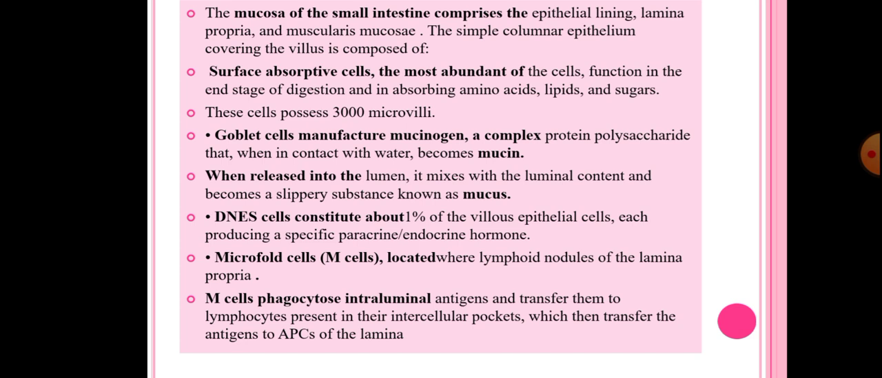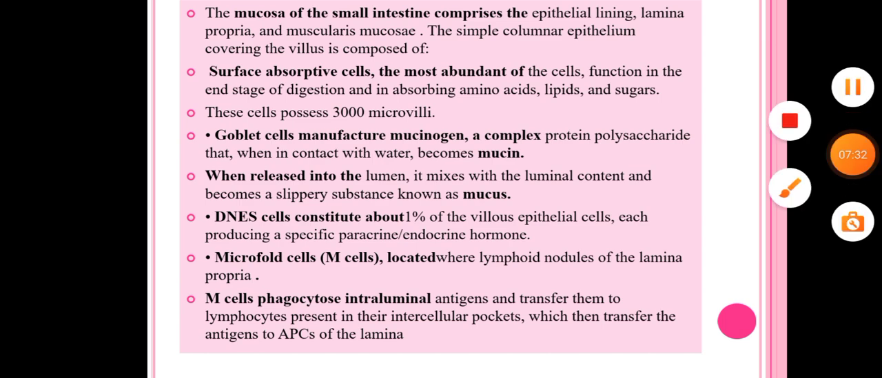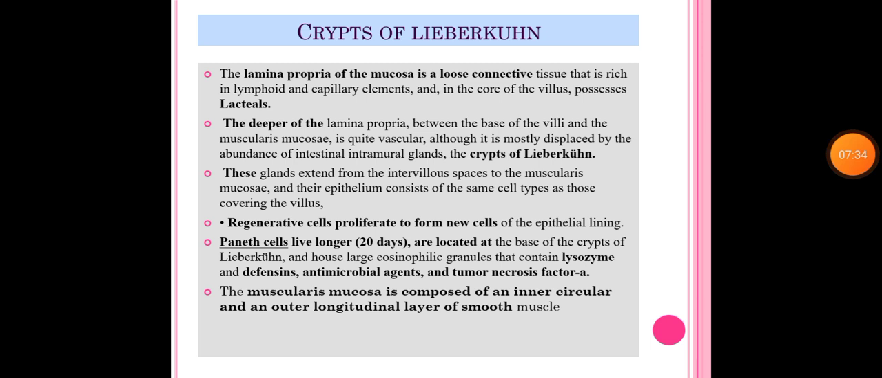Then there are specialized M cells. M cells are phagocytic cells. If there is any kind of antigen present in your food, it will be identified and captured by the M cells, and that will be presented to the antigen processing cells which are present in the lamina propria. So M cells are also important. The main part is the crypts of Lieberkühn, which are the depressions.